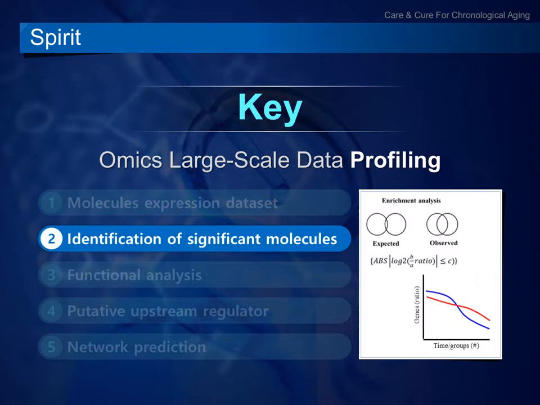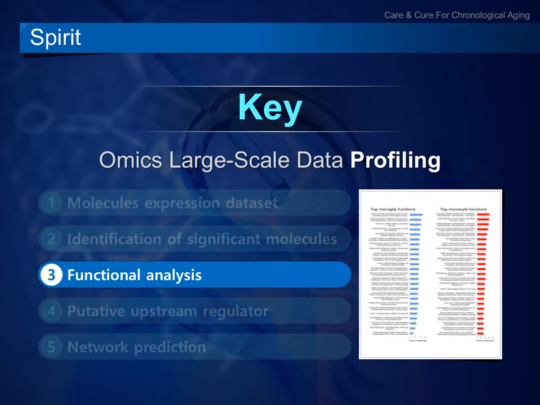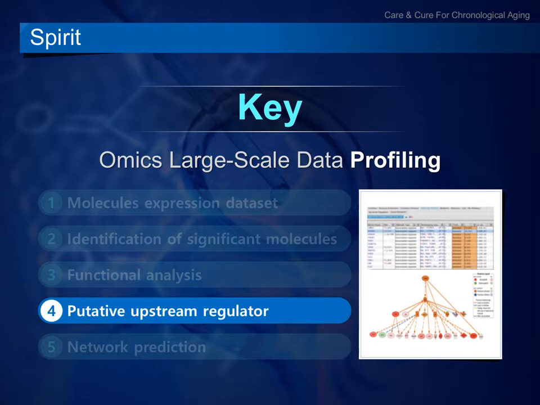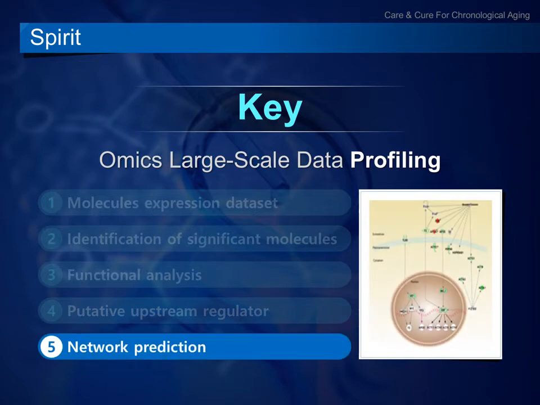Second, the identification of significant molecules through enrichment analysis. Third, performing a functional analysis of all significant molecules. Fourth, finding putative upstream regulators. And finally, by network prediction analysis.